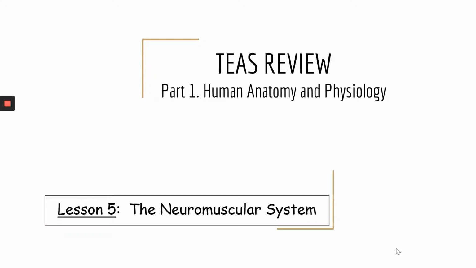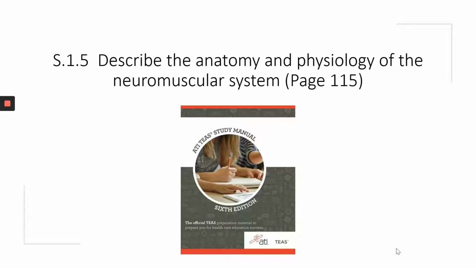So today we are going to look at the neuromuscular system. Now, usually if you take an A&P class, it's two separate chapters, but I think TEAS just puts them together because those two systems are closely linked. The muscular system is controlled by the nervous system. So we're just going to follow TEAS and put those two chapters together. Again, you can find the information in the official study manual, on page 115.